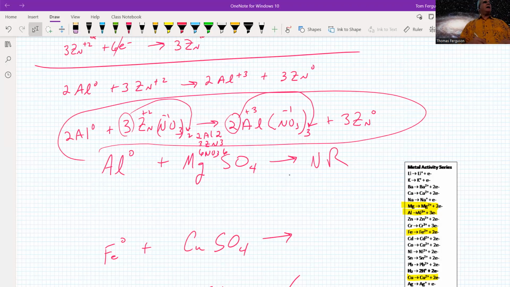This one's definitely gonna have a reaction, so you're gonna have to do half reactions and all that junk. So iron, copper sulfate. Now this is gonna be one of the demos today. We're gonna have steel wool. Steel is iron with carbon in it. So we have iron plus copper sulfate.